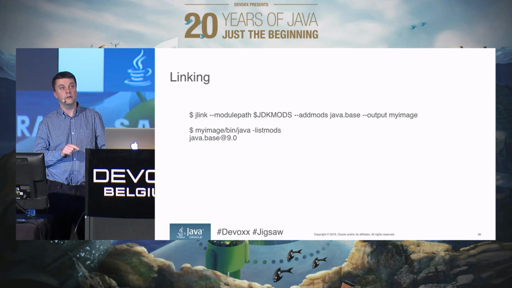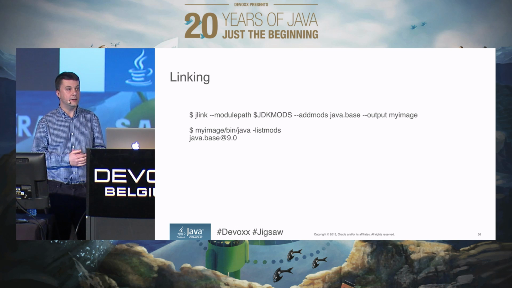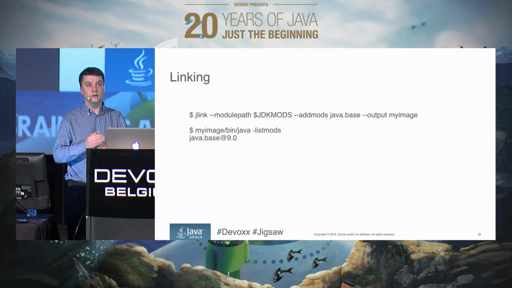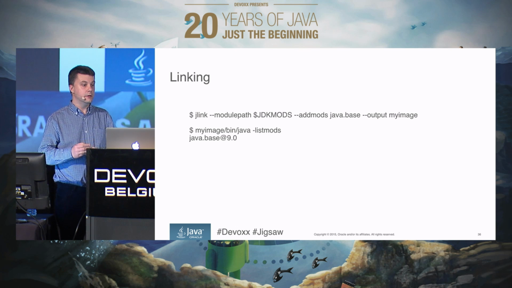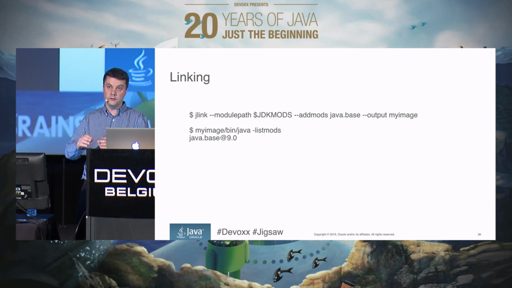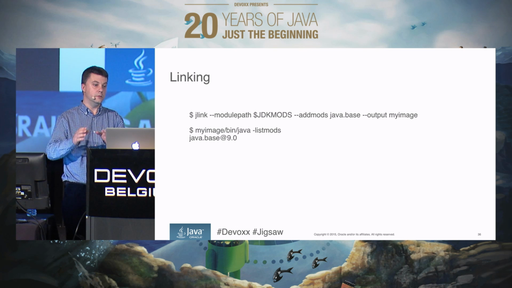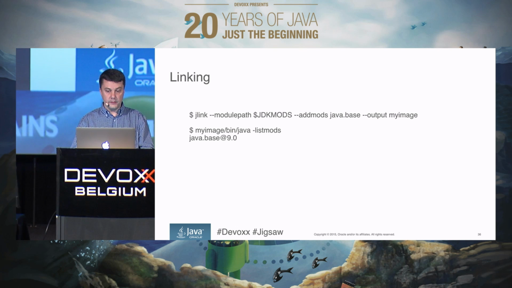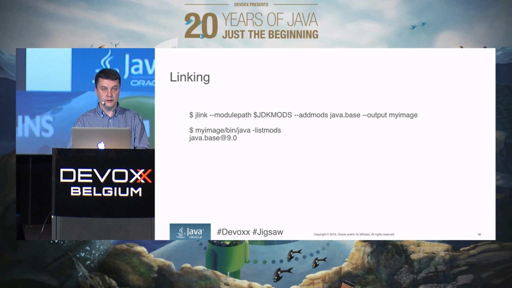Like all linkers, there's a whole slew of complicated options to do fancy things. This is the simplest option. This is the simplest command you can get. But if you try out the Jigsaw builds, you'll see some of the options in there and how you do compression, how you do stripping, and a whole bunch of other complicated things that you might want to do. So this is the simplest one to get you down to a minimal runtime.